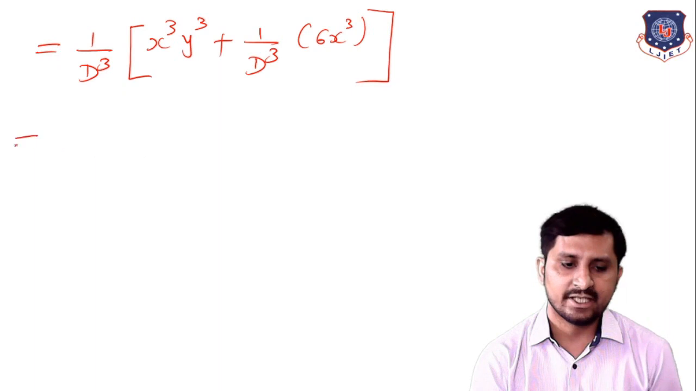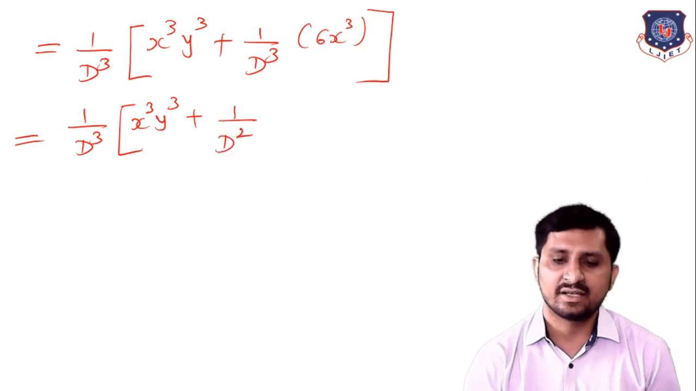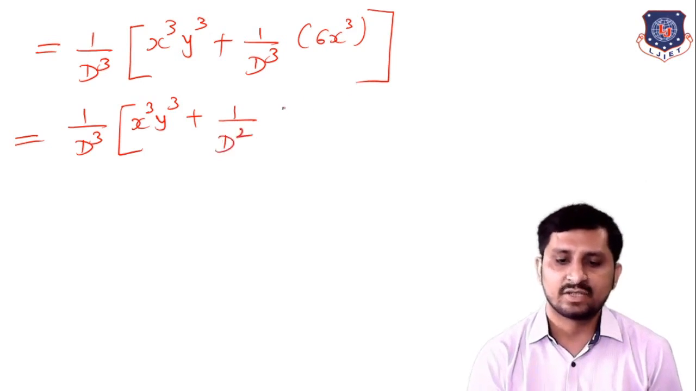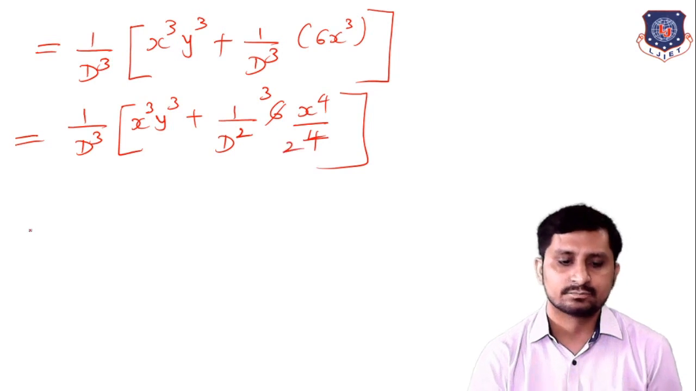Now you have to integrate with respect to x, because here we have 1 upon D cube. All other terms are as it is. So x cube y cube plus, one by one integration. So 1 upon D square, integration of x cube, so that is x raised to 4 divided by 4. So now this is 3 by 2. I can write 3 by 2.